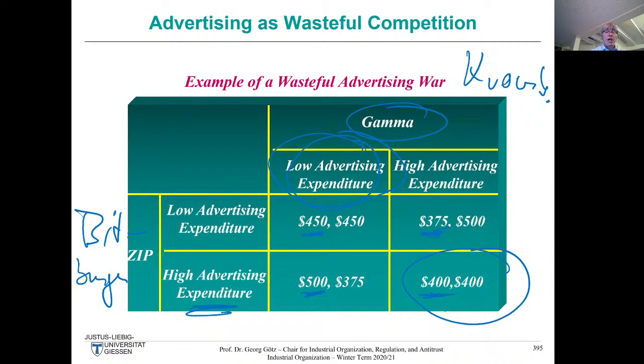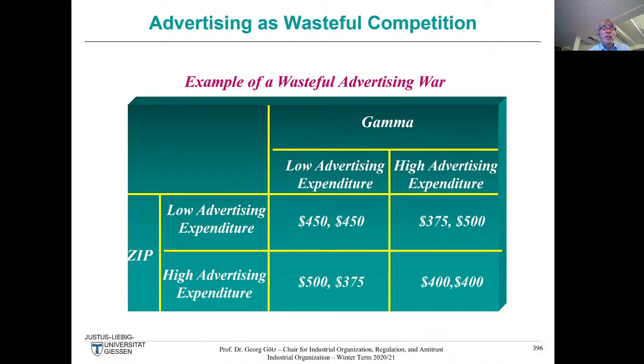because it just cancels out each other, and apart from the actors who are featured in these advertisements, it's just a loss in terms of resources, because their joint profits would be much higher if they invest only a little in advertisements. Okay, that's what we have here.